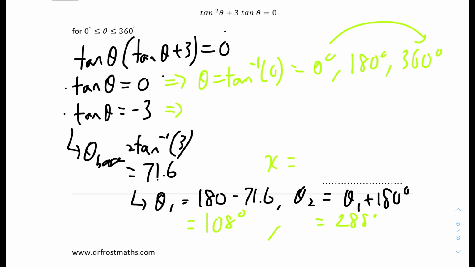So x equals, there are a lot, so I'll just write it out. 0 degrees, 108 degrees, 180 degrees, 288 degrees, and 360 degrees, like so.